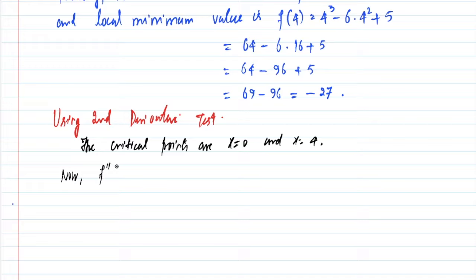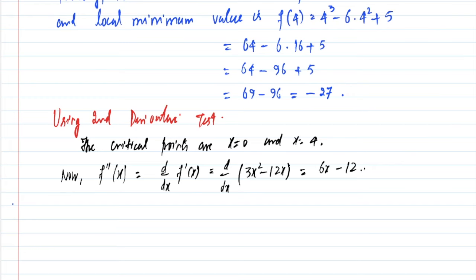Now f double dash of x is equal to d by dx of f dash of x, which is equal to d by dx of, now the first derivative was equal to 3x square minus 12x. Now the derivative of this is equal to 6x minus 12.